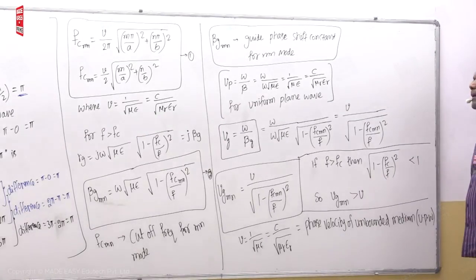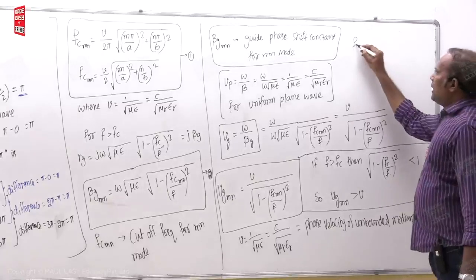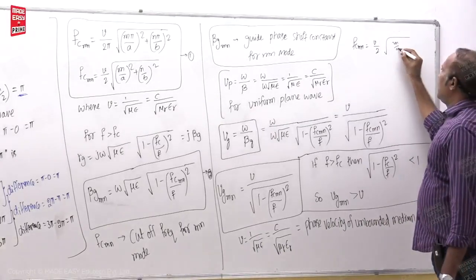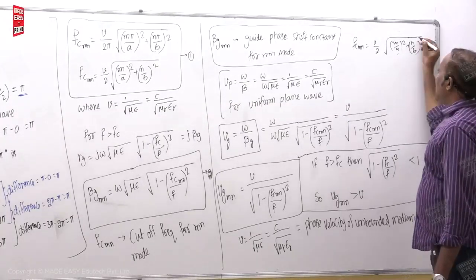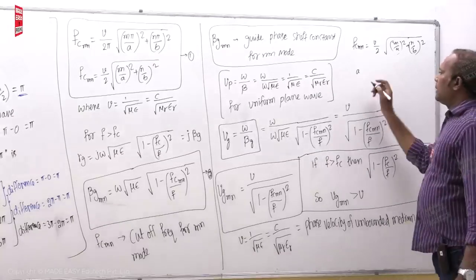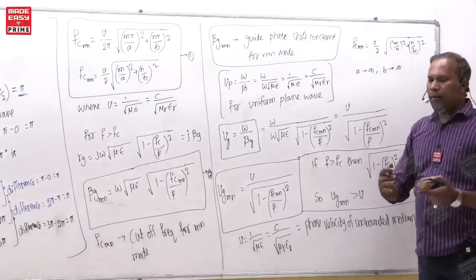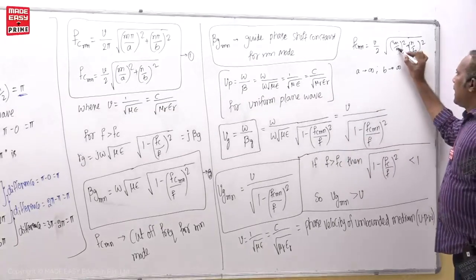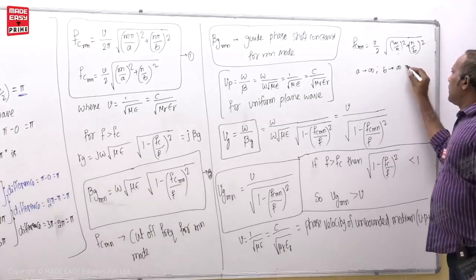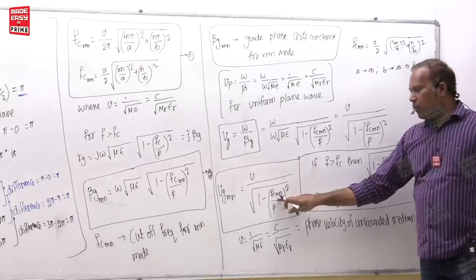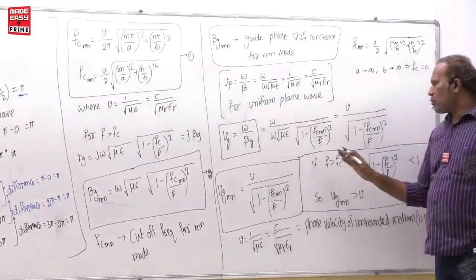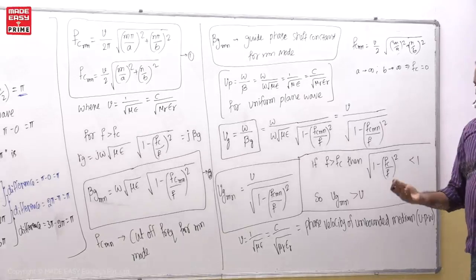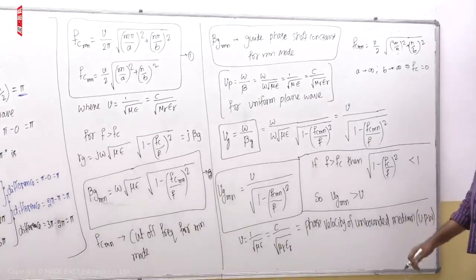If you want to see, I will show you this. For example, fc mn is equal to v by 2 times root of (m by a) whole square plus (n by b) whole square. Unbounded medium means no waveguide walls. That means you take a infinity, b infinity, where conductor walls are at infinity distance, infinity width, infinity height. You can't see the conductor walls, that means there are no conductor walls. Then with a infinity, b infinity, you get fc as 0. So fc implies 0. You substitute fc 0 here, 1 minus 0 is 1, root of 1 is 1, and you get v, that v is 1 by root mu epsilon. So that is unbounded medium. Unbounded means there are no conductor walls at all. That's why it is the phase velocity of unbounded medium, or otherwise uniform plane wave.